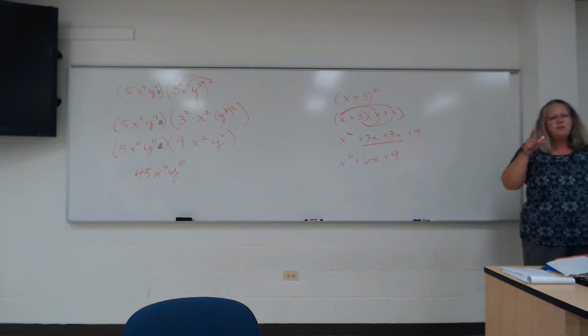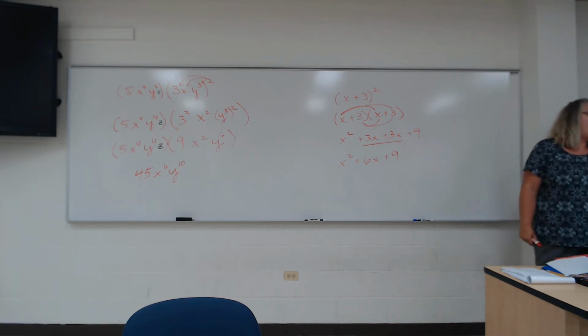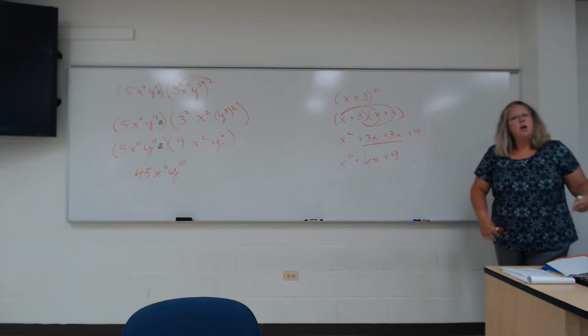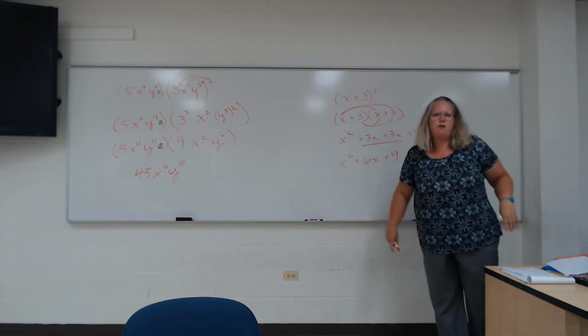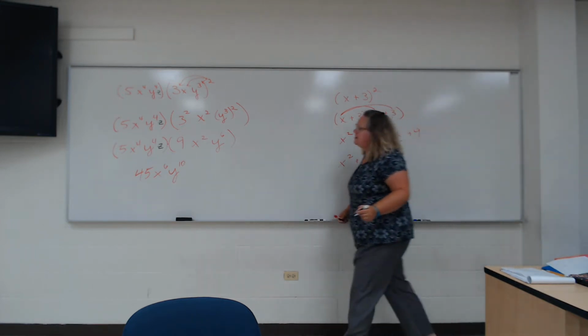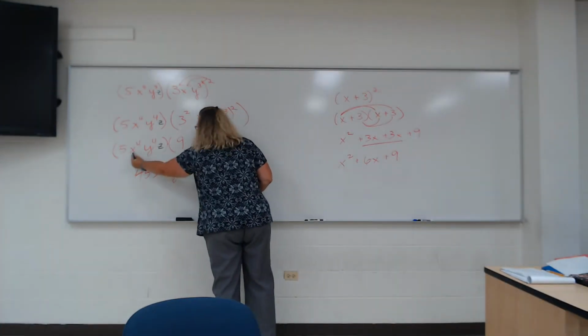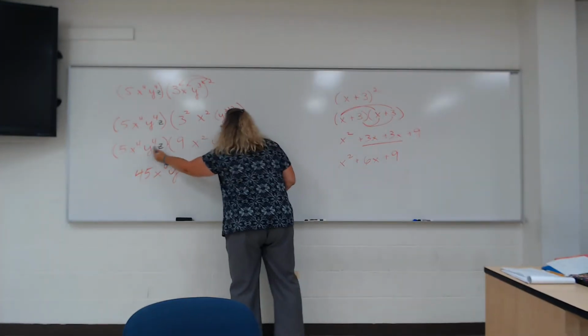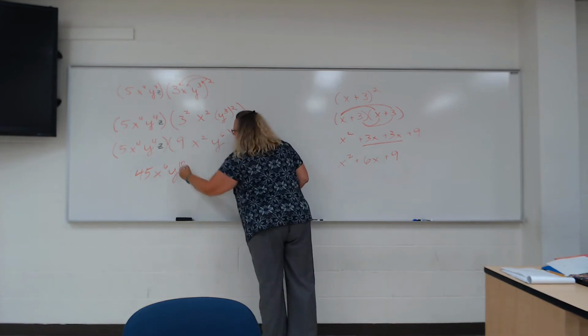When do I have to have everything exactly the same? When we are adding and subtracting. But for multiplication, it's a free-for-all, all right? So even if that z was there, I could still multiply my x's, I could still multiply my y's, and then this z would just tag along.